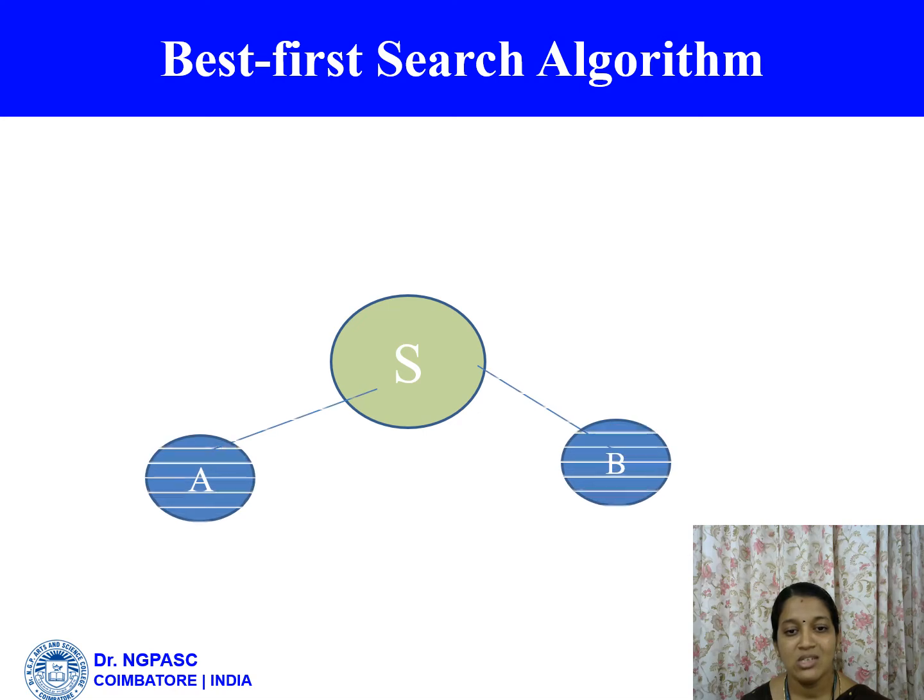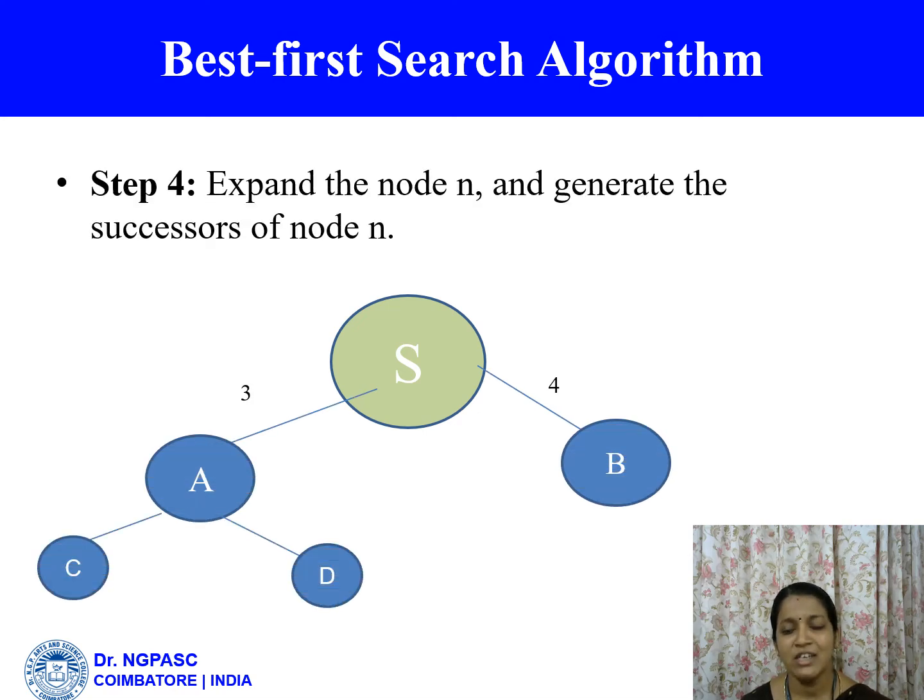Let us see step 4. Expand the node with the lowest value of h(n) and generate its successor nodes. From the starting node to the successor node, the lowest value of h(n) is 3, from S to A. Then we have to find out whether any other successor node is there for the node n, whether it is closed or open. If it is open, it can be stopped and returned as failure. If it is closed, we have to find out the lowest value of the successor node. Here the lowest value of the successor node is 1, from A to D.